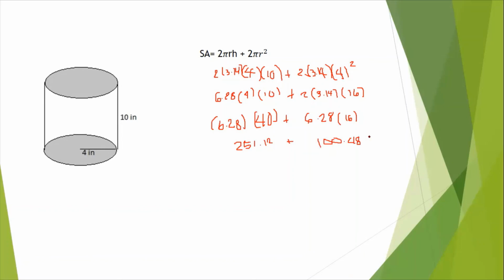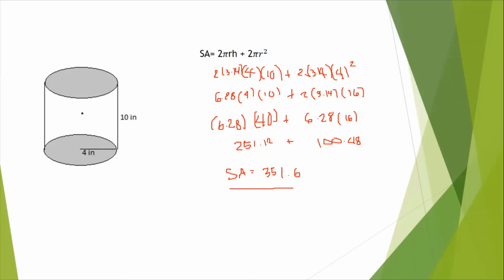So 100.48 plus 251.2, we got the total surface area equal to 351.68. Okay, so that is how we find the surface area of a cylinder.